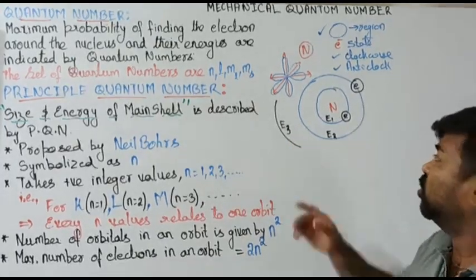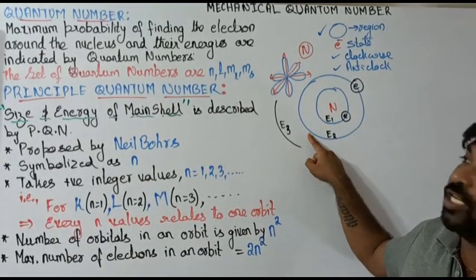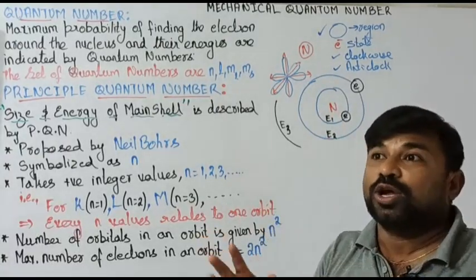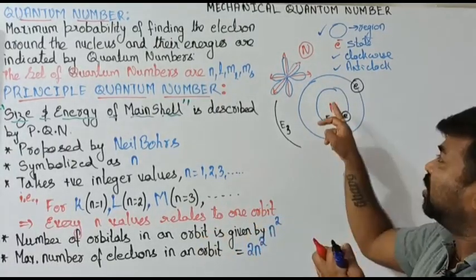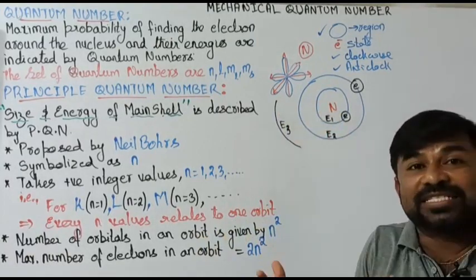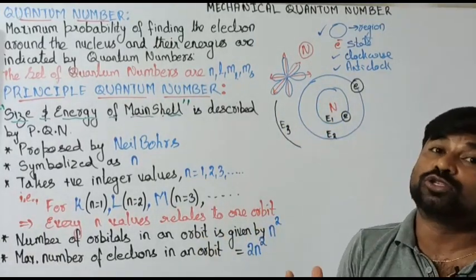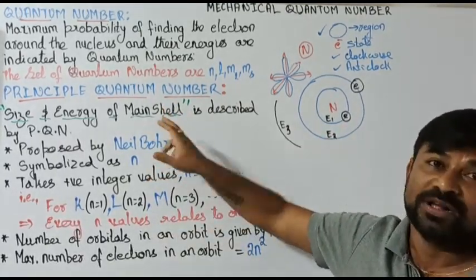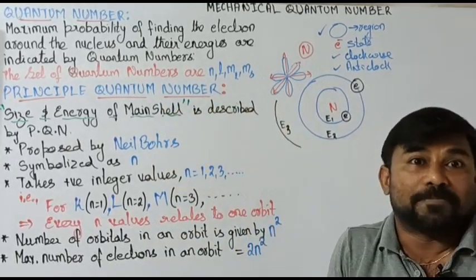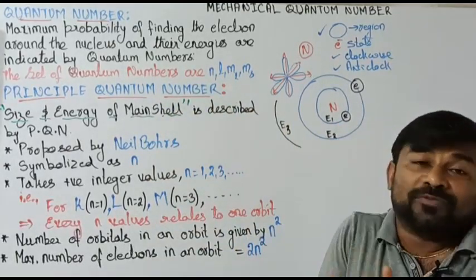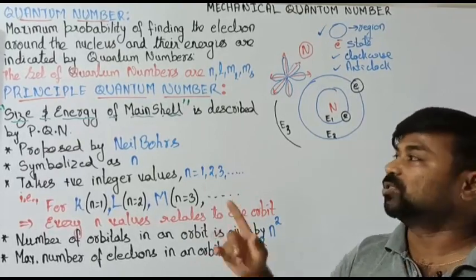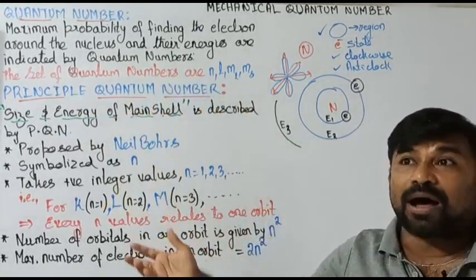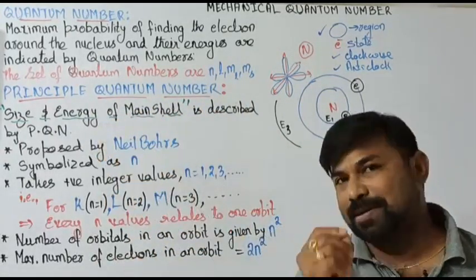We know the orbit may have more energy. This might be the excited state, this might be the ground state. So if you know the principal quantum number of the orbit, we can say the size of the orbit and also the energy of the orbit. This is the main point we have to remember: size and energy of the orbit or the main shell is described by, given by, or indicated by the principal quantum number.